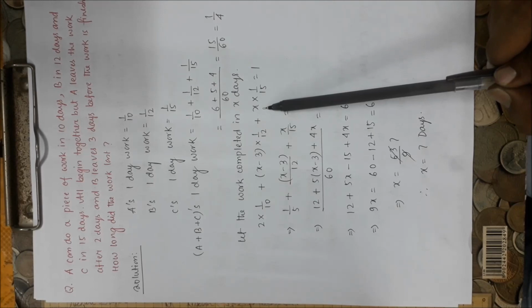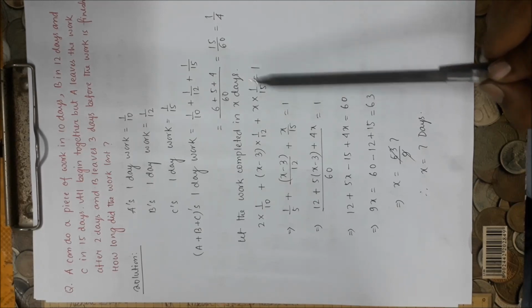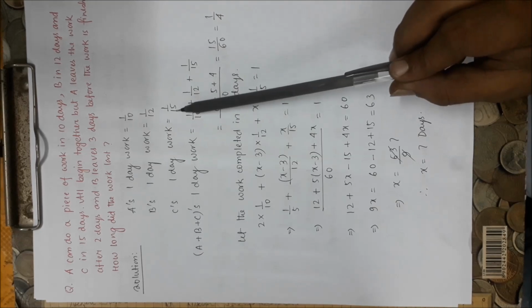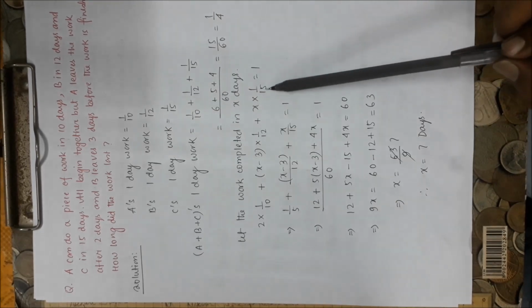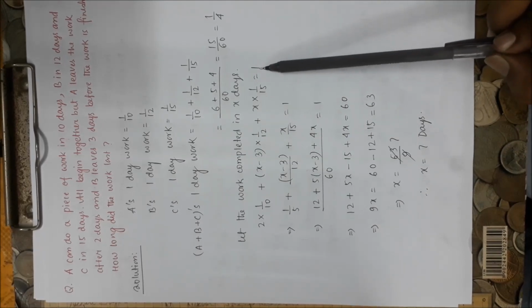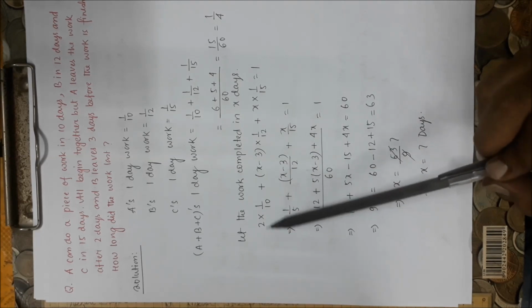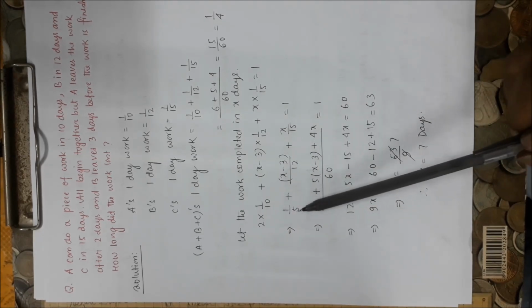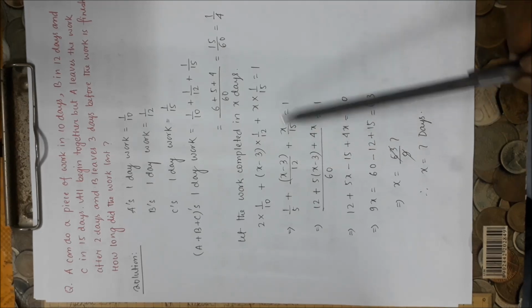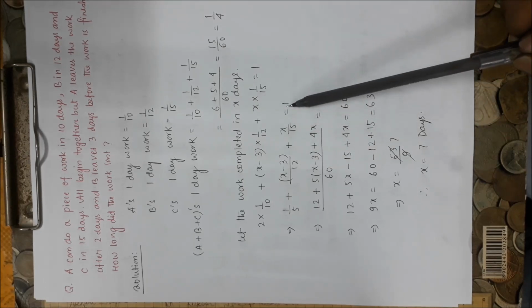And C works for the entire days, that means X days. So X multiplied by 1 day work of C, which is equal to 1 by 15. And together they finished the entire work. That's why it is equal to 1. So 2 1s are 2, 2 5s are 10. So 1 by 5 plus (X minus 3) by 12 plus X by 15 equals 1.